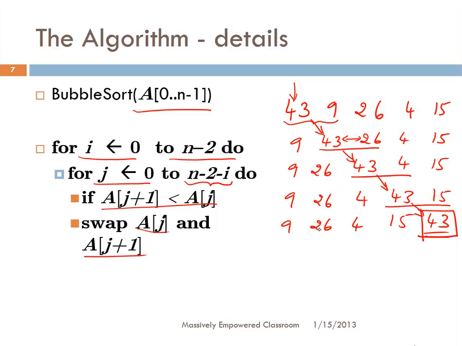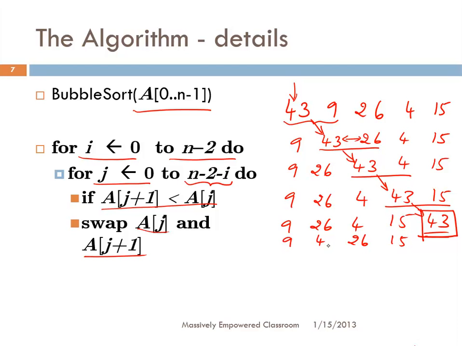9 and 26 are in the correct order, 26 and 4 are out of order. So we get 9, 4, 26, 15. I will not write the already sorted part, right? Now you will notice that the rest of the array is not sorted. For example, 9 and 4 are out of order, but we will come back and look at it later. We are not going to exchange that right now.